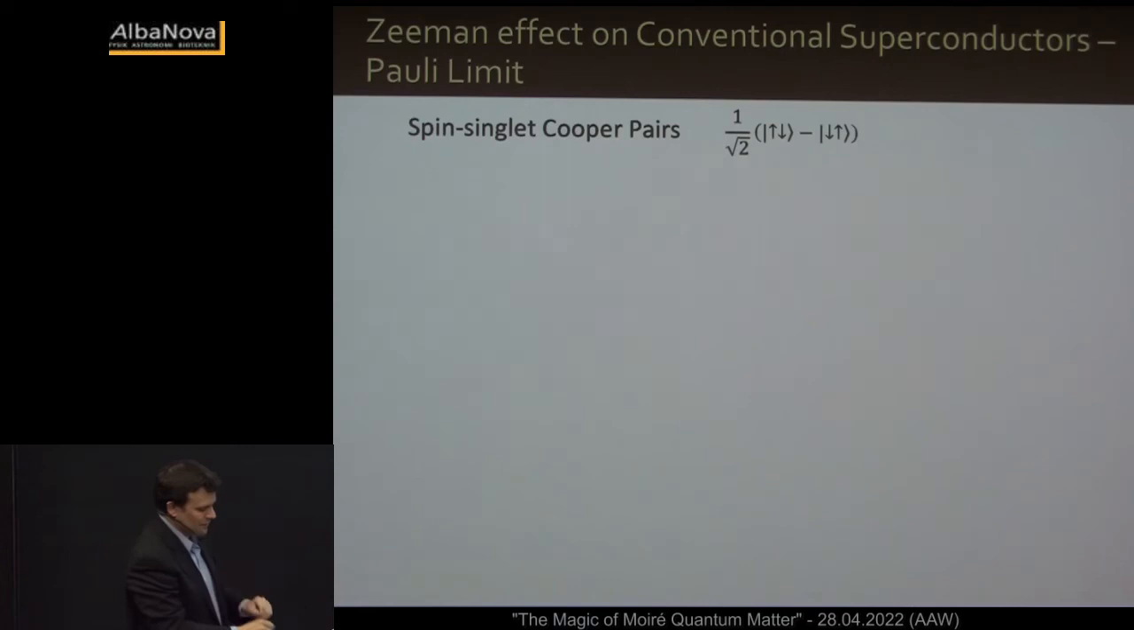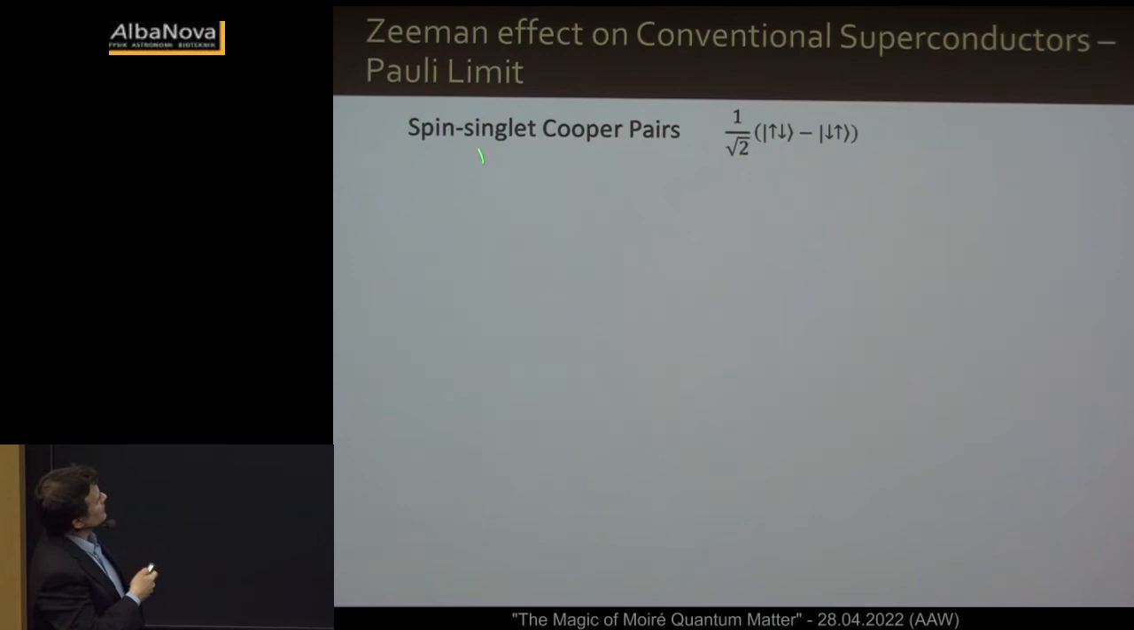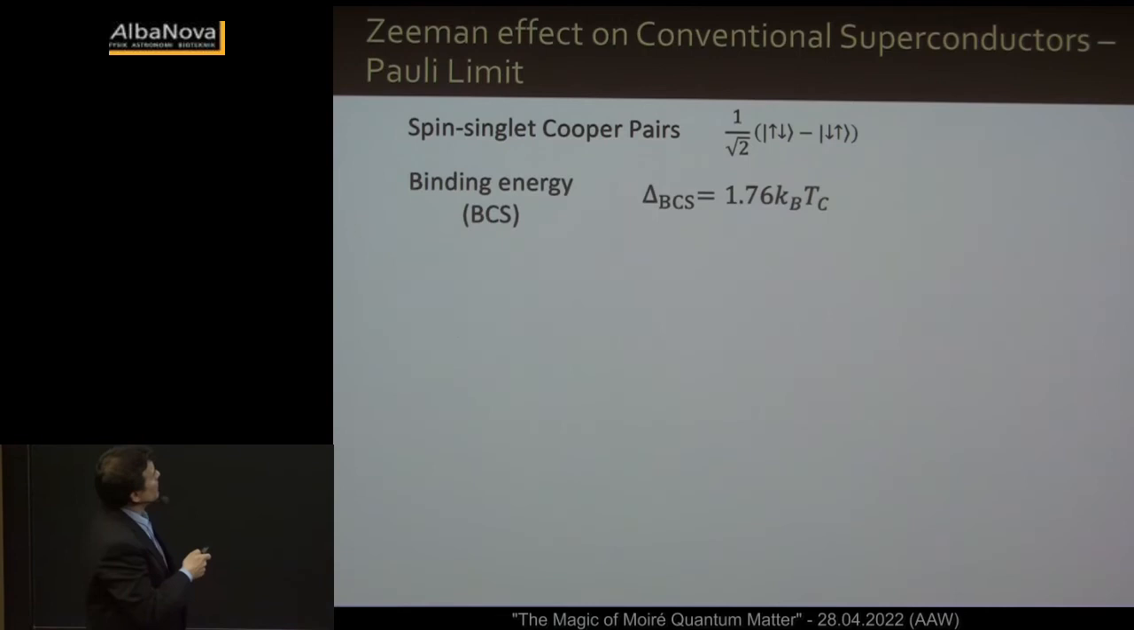So if you take a conventional superconductor, we have spin singlet Cooper pairs, the same kind of state of spin up and down.